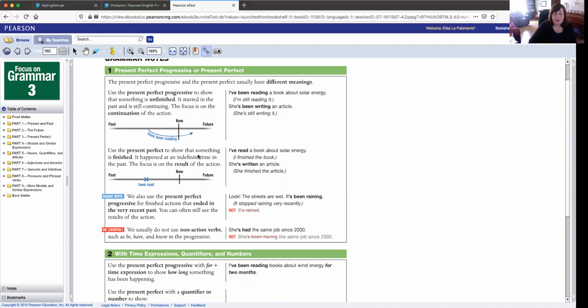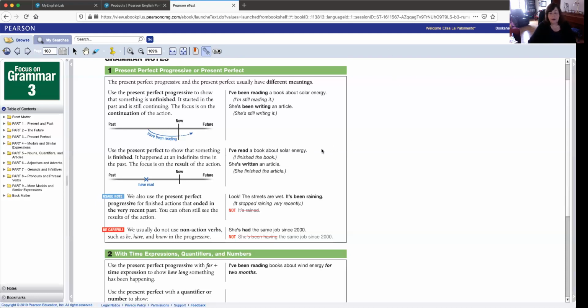Use the present perfect to show that something is finished. It happened at an indefinite time in the past, meaning that no time words were used. The focus is on the result, the end result of the action. Examples. I have read a book about solar energy. The book is finished. I finished the book. I'm not reading it anymore.